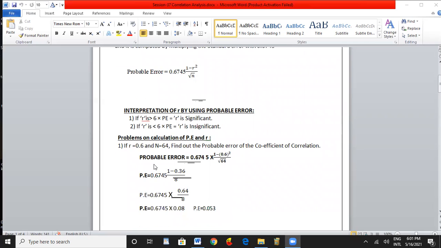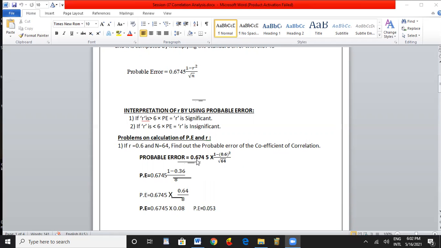Here, find the probable error where R is equal to 0.6. R means correlation coefficient. They have given that the correlation coefficient is 0.6 and n is equal to 64. n means number of items, number of pairs here. In a study, 64 items have been selected and you got R as 0.6, and now you have to find out the probable error of the coefficient of correlation.